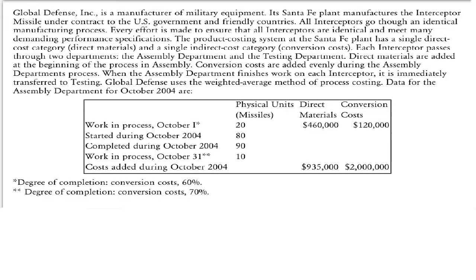Here's a second problem that, if we have time, we will go over in class, and once again we will do it both on a weighted average and FIFO basis, and the object, of course, is to determine the value of ending inventory and the value of cost of goods manufactured.